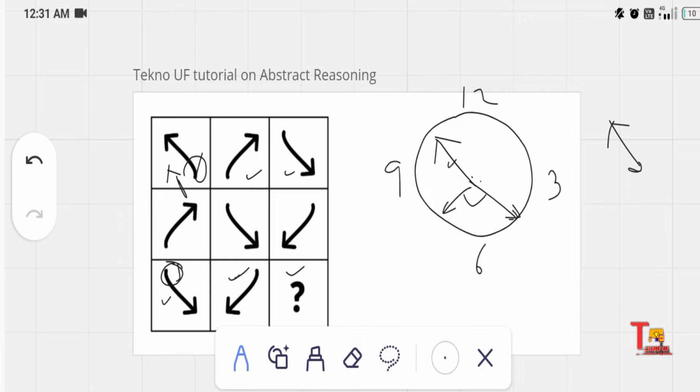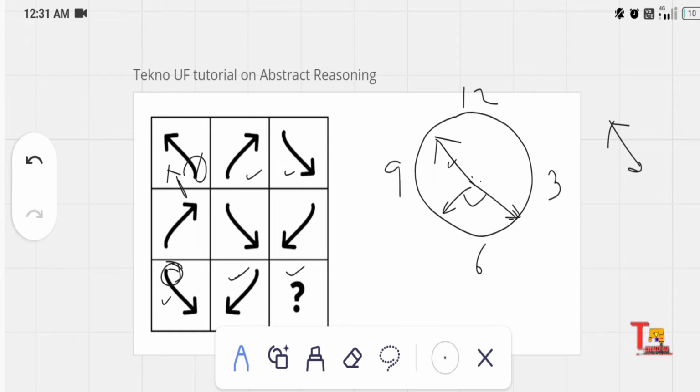because in the first box the tail is towards this, and in the second box the tail is on the upper side, then in the third box the tail should be on the lower side, right? So I hope you have got the answer.